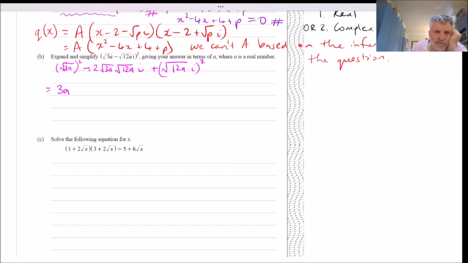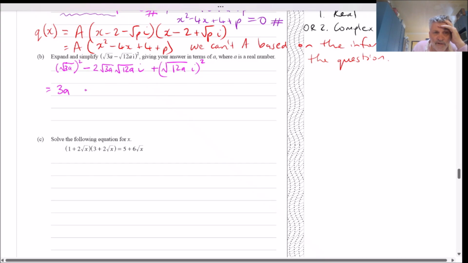They're multiplying out this bracket. It turns out we can get 3 times 12 is 36. The square root of that's 6. 6 times 2 is 12, so minus 12. We've got a squared, the square root of that is a, and then times i. And then when you square this one, you get 12a, and then i squared, which is negative 1, which will give a negative here. So this is 9a minus 12ai.